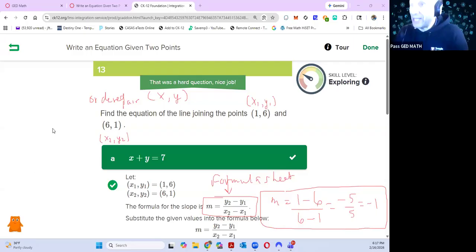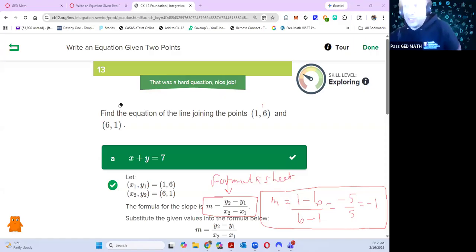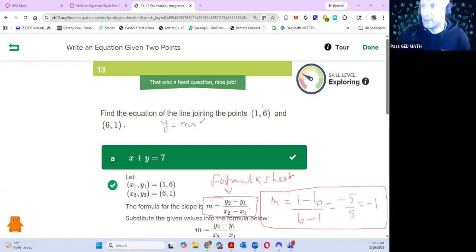Now another concept that's guaranteed to be on your exam is if they give you a point and the slope. But guess what? They gave us 2 points. We just figured out the slope. Now we got to use any point we want. Doesn't matter which point you use. In the first one, I think I used the first point. I'm going to use this point, 6, 1. Okay. y equals mx plus b.